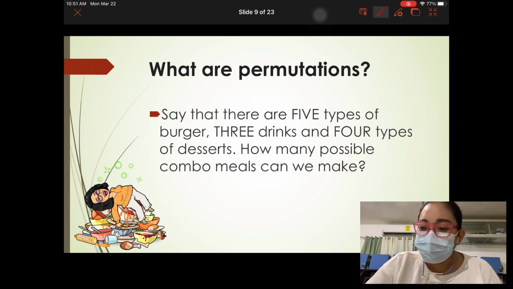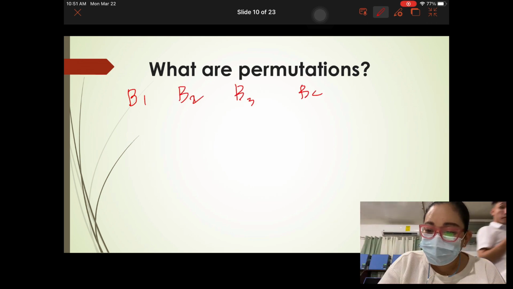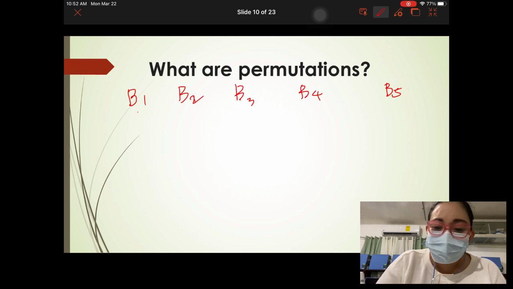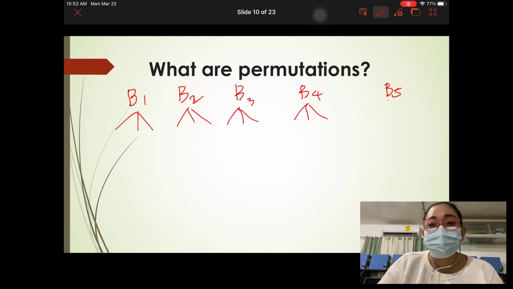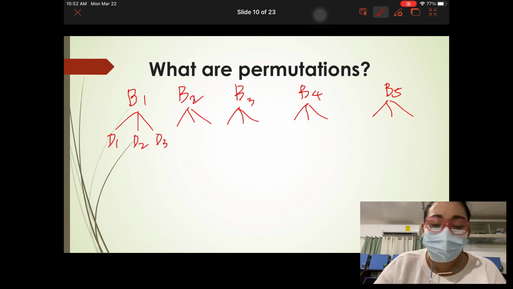So, ano ang mangyayari dito sa permutation tree? First, ganito yan. Meron tayong 5 burgers, di ba? So, tawagin natin silang CB1, CB2, CB3, CB4, at saka CB5. Okay? So, we have 5 burgers. Tapos, ilan yung drinks natin? 3. So, for each burger, gagawa tayo ng 3 branches, kasi 3 yung drinks natin. Tama? So, yan yung first 3 branches natin: CD1, CD2, at saka CD3. We're gonna do that for all of them, pero for the sake of time, hindi ko na siya papakita.